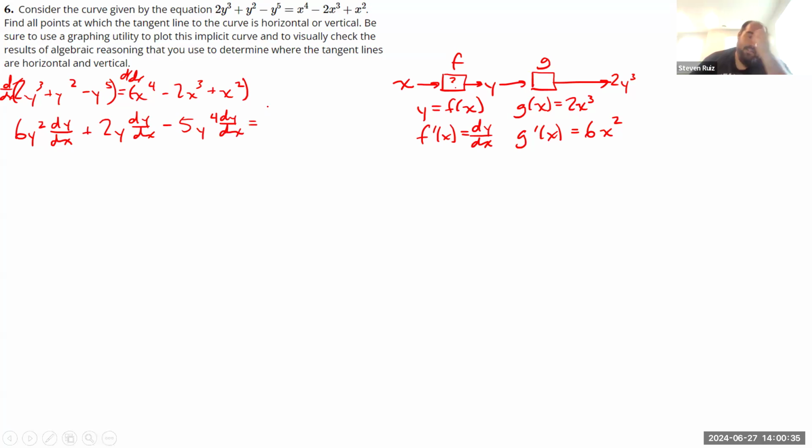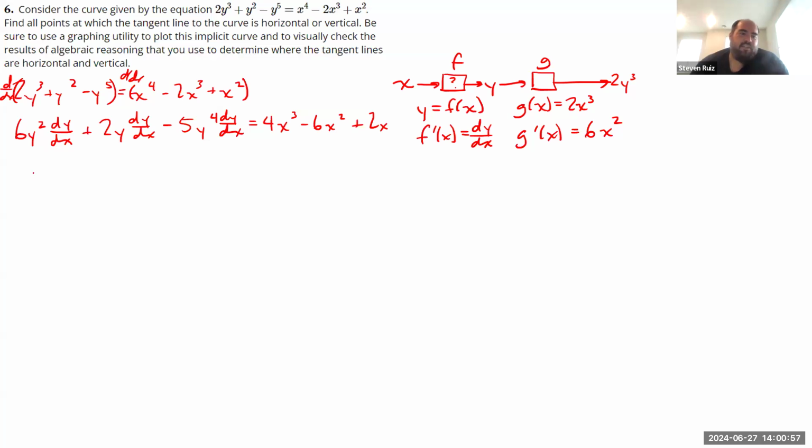All right, so on the right-hand side of the equal sign, all of these terms are with respect to x. So that consideration of the chain rule doesn't really apply. So the derivative of x to the fourth is 4x cubed. The derivative of 2x cubed is 6x squared with a minus sign. And the derivative of x squared is 2x.